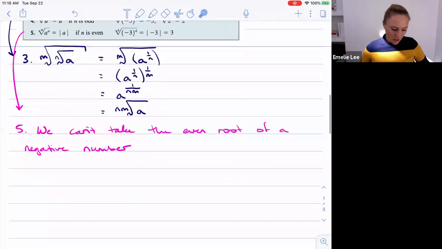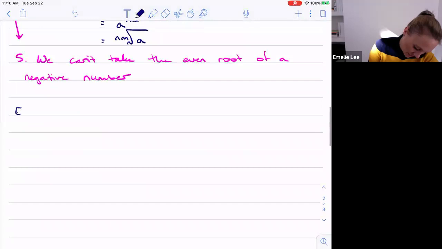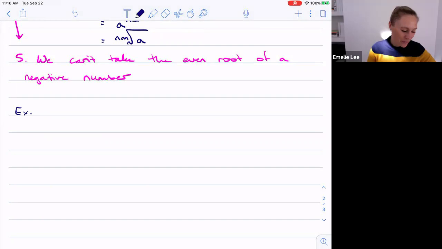Okay, so we've got these properties. Let's do a quick example. I feel like I'm always saying quick example. They're not necessarily quick. I just mean we're squeezing one in.